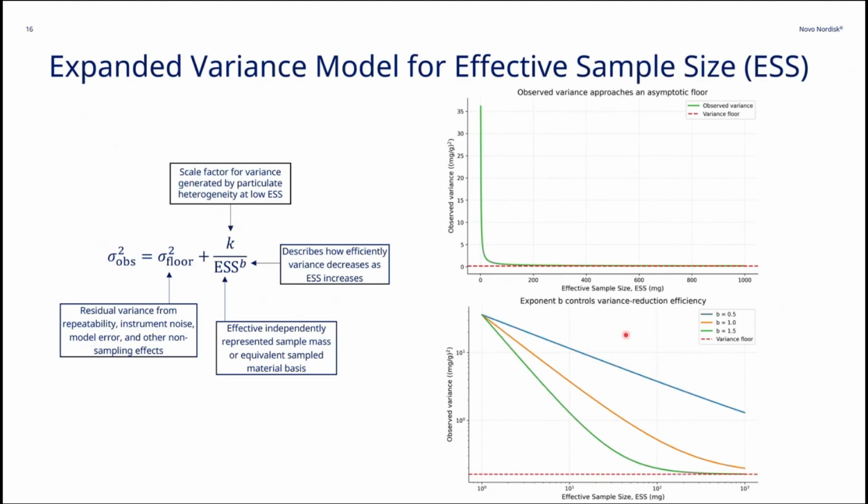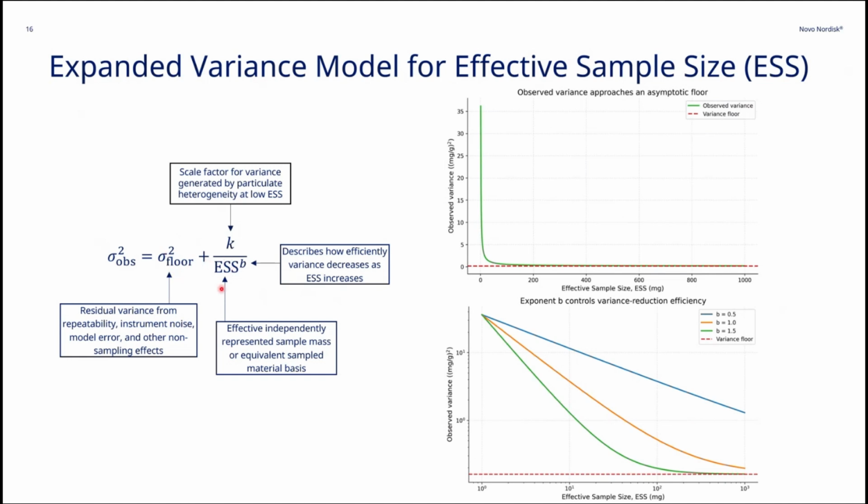And then before I hand over to Andreas, just some words on the variance model. Maybe you remember from my first slide that the variance was inversely correlated to the effective sample size. It's more complicated than this, because you will be limited. Of course, if you have perfect sampling, then your variance will end up being only residual variance from whatever your instrument can perform, some model errors, or maybe some other non-sampling effects. I call that the floor here.